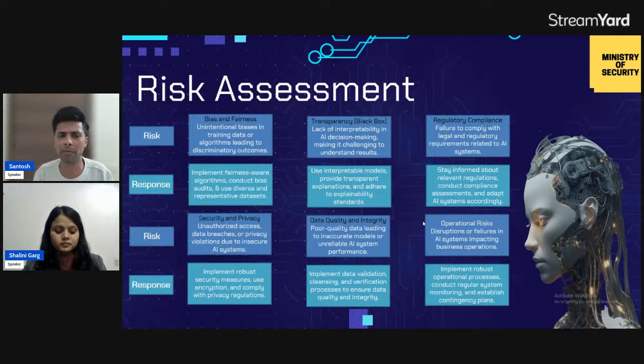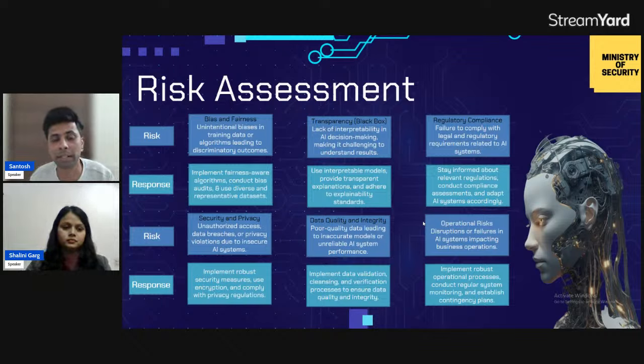You need to have interpretable models which provide a transparent explanation of how they arrived at, or on what basis, the outcome was arrived at by that AI system.